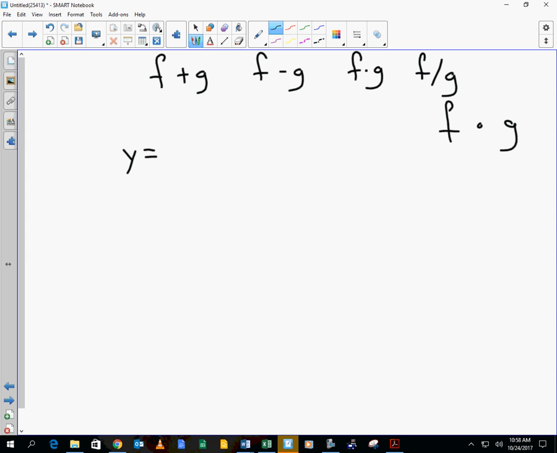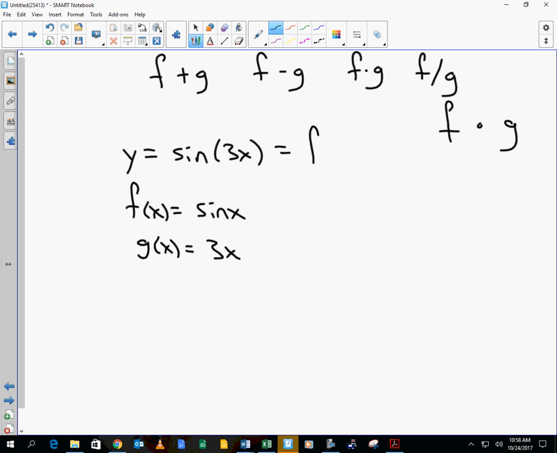Say y is equal to sine of 3x. Well, if f of x was equal to sine of x and g of x was equal to 3x, then isn't this f composed of g? We take that 3x and what do we do with it? We plug it in right there, right? And so when we have function composition and we want to take derivatives, well, things change.